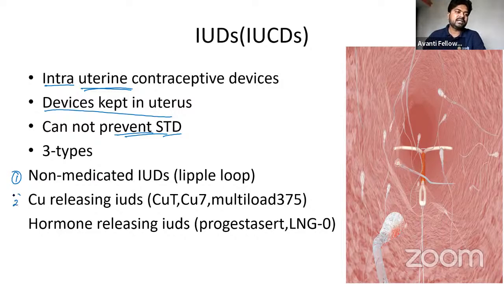Okay. Second is the CU releasing IUDs. That means it is made from the CU. CU means copper. Okay. And the examples of CU releasing IUDs are CuT, Cu7, Multiload 375. Please remember the examples because they are asked in the examination. And the third is the hormone releasing IUD. That means it contains some type of hormone, some type of chemicals. The examples are Progestasert and LNG-20. Actually, this is a 20, not a 0. Okay, so these are the different types of IUDs.